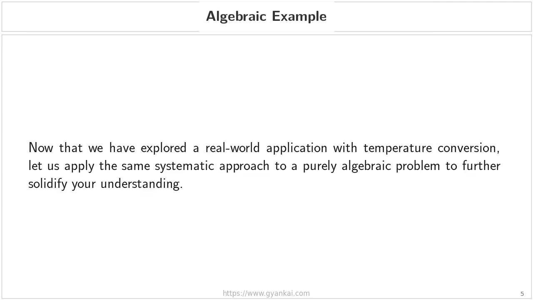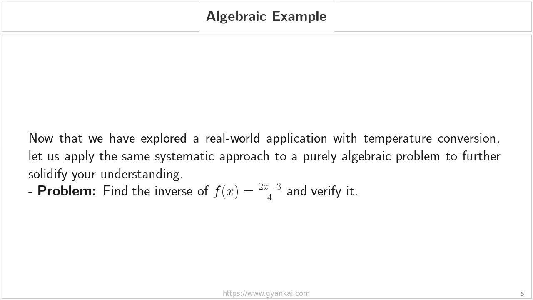Algebraic example. Now that we have explored a real-world application with temperature conversion, let us apply the same systematic approach to a purely algebraic problem to further solidify your understanding. Our objective for this example is to find the inverse of the function f of x equals 2x minus 3, all divided by 4, and then verify that our result is correct.